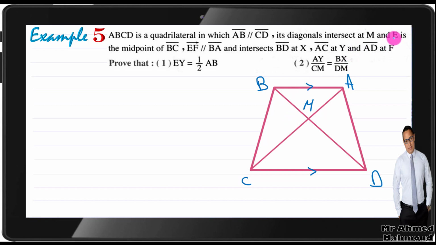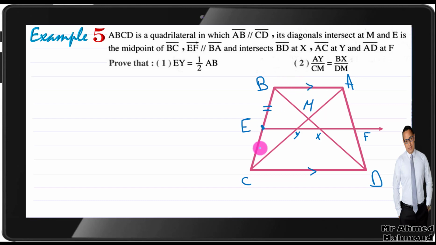And E is the midpoint of BC. Here in this position, I'm going to draw the midpoint of BC like this. This is a point E, midpoint of BC. EF parallel to BA, so I'm going to draw from E a line parallel to BA like this. This line intersects BD at X, so this is X, AC at Y, this is Y, AD at F. This is F.